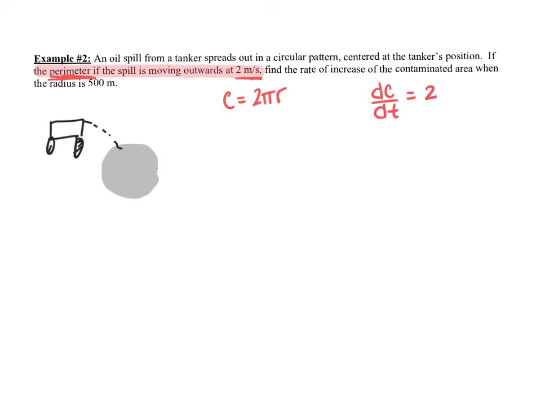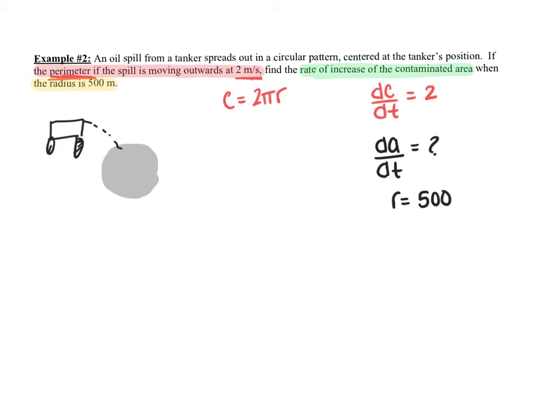Then they want you to find the rate of increase. So find the rate, that means derivative, right? Find the rate of increase of the contaminated area. So they want you to find dA/dt, the derivative of the area with respect to the time. They want you to find that when, lastly, the radius is 500. So when r is 500.